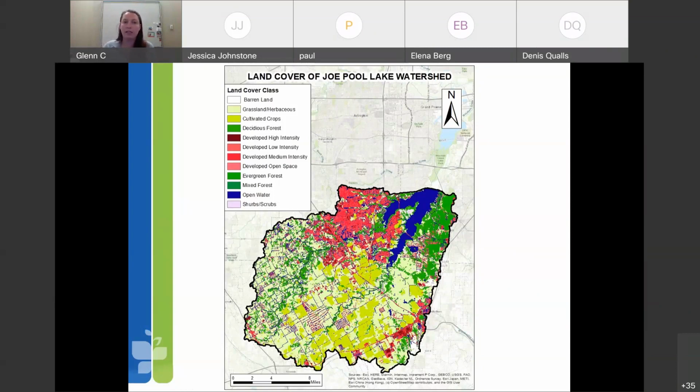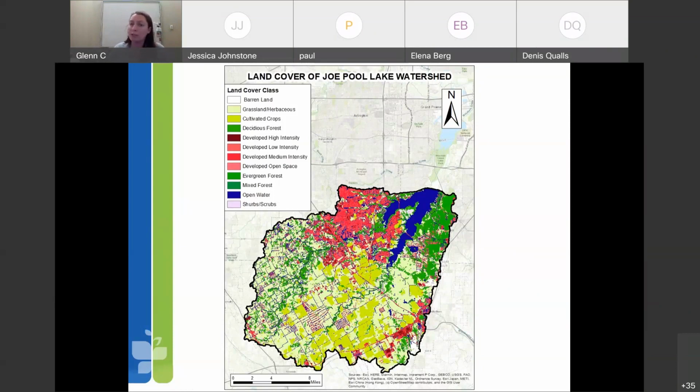All right, so land cover in Joe Lake is based on the 2016 National Land Cover Database, as well as the 2017 to 2019 agricultural data set. The ag data set is updated annually, but the NLCD is not. So this is the most recent data we have.